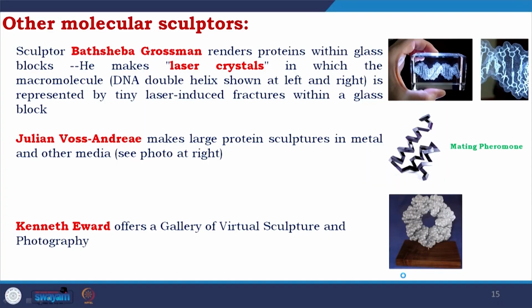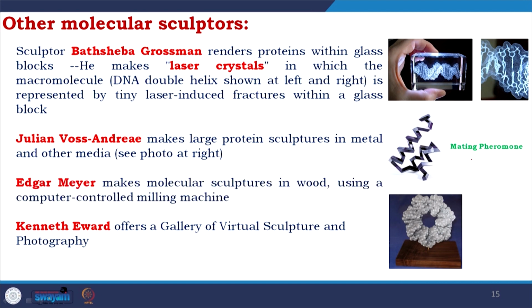They are still working. A lot of crystallographers and electron microscopists used to gift these models to their students or people they want, and still do. Julian Voss-Andreae makes large protein sculptures in metal and other media. So, this is a model of a mating pheromone. Edgar Meyer makes molecular sculpture in wood using a computer controlled milling machine. So, this is the model made by Edgar Meyer.